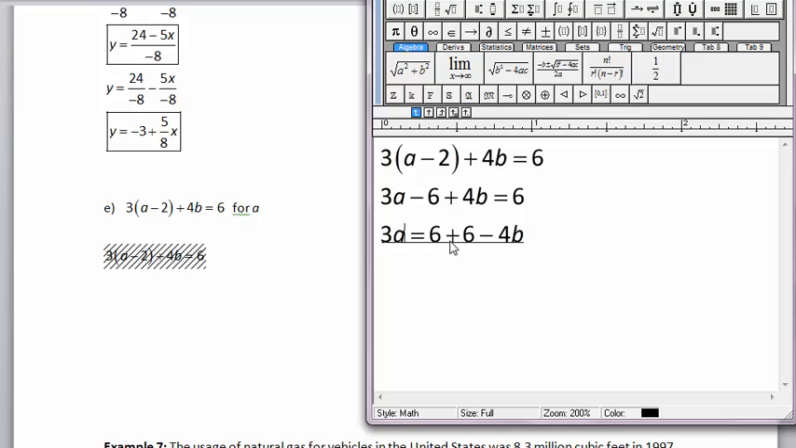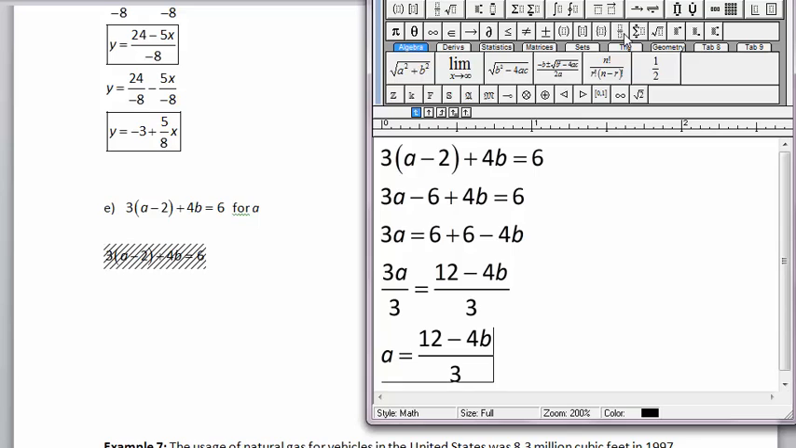So it'll get the term that has a, 3a by itself. On the right-hand side, we'll combine those like terms. 6 plus 6 is 12, minus 4b. Let's get our a by itself. It's going to require that we divide that 3 off. Divide on both sides, of course. A is going to be equal to 12 minus 4b over 3.